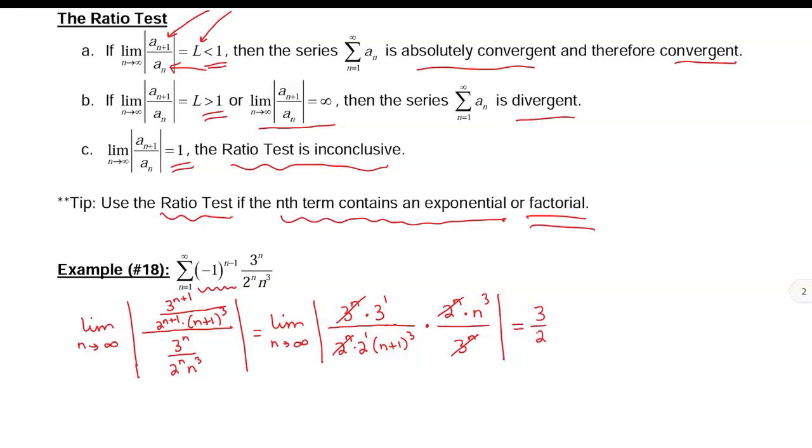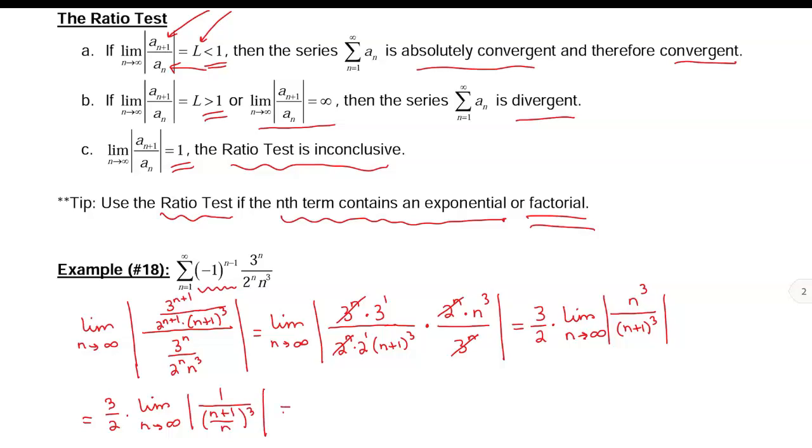Let's pull 3 halves out in front times the limit, and the numerator has an n cubed in it. The denominator has n plus 1 quantity cubed in it. To evaluate that limit, I'm going to divide top and bottom by n to the third. So we still have 3 halves out in front times the limit, and the numerator is going to be 1 because I divided the numerator by n cubed. The denominator is going to be n plus 1 divided by n to the third because I'm dividing top and bottom by n to the third. So in that denominator, I have 1 plus 1 over n to the third.